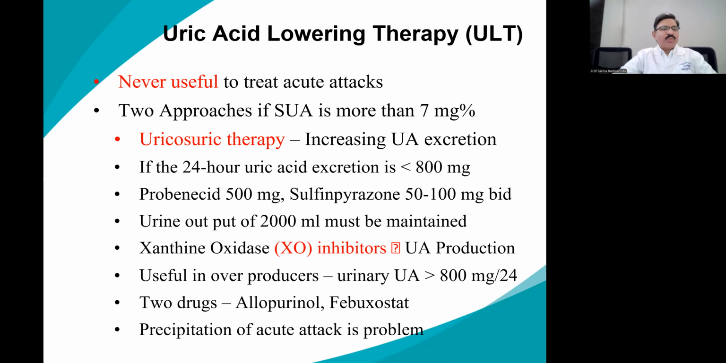So more water intake should be there to maintain at least 2000 ml of urine. That means you must drink 3000 ml of fluid. Normally our urine output is around 1500 ml, so 2000 means more than normal.